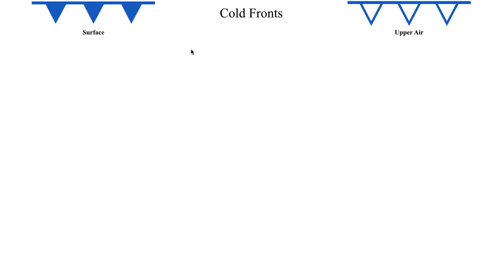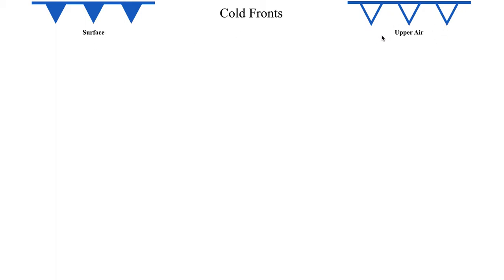I imagine most of you, if not all of you, have seen some of these symbols before. Typically, a cold front is represented on a weather map as a cold blue line with triangles pointing in the direction the front is traveling. And this is typically what you'll see in a surface map.